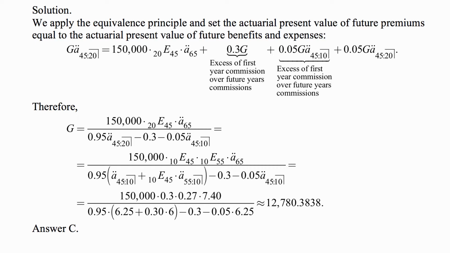Now some of these things are given, but some are not. So ä_65 is given, but 20E45 is not. However, 10E45 is given and 10E55 is given. And if you multiply the two, you will get 20E45. Then ä_{45:20} is not given, but we are given ä_{45:10}, and we are given ä_{55:10}. And then this ä_{45:20} is equal to ä_{45:10} plus 10E45 times ä_{55:10}.